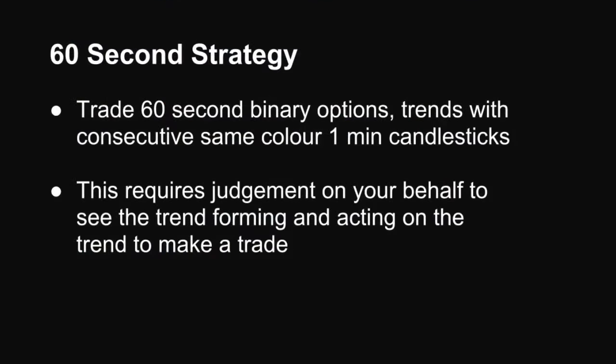Okay, so the 60-second strategy. So the strategy is to trade 60-second binary options with the trend being with consecutive same color 1 minute candlesticks. So whether that be 3 candlesticks going up in the green or 3 candlesticks going down in the red. Once you've determined that trend has formed, that's when we place our trade.